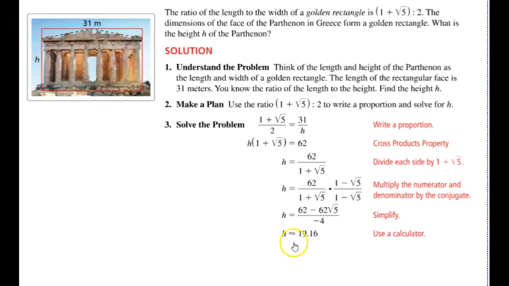Then I can use a calculator because I was given a whole number here, and so I want to know my approximation. So I use my calculator, and then I finish with my full sentence. The height is about 19 meters. And I want to just double check, does that make sense? Well, if the length is 31, could the height be 19? Yeah, that mathematically would make some sense. So I know I'm on the right track.